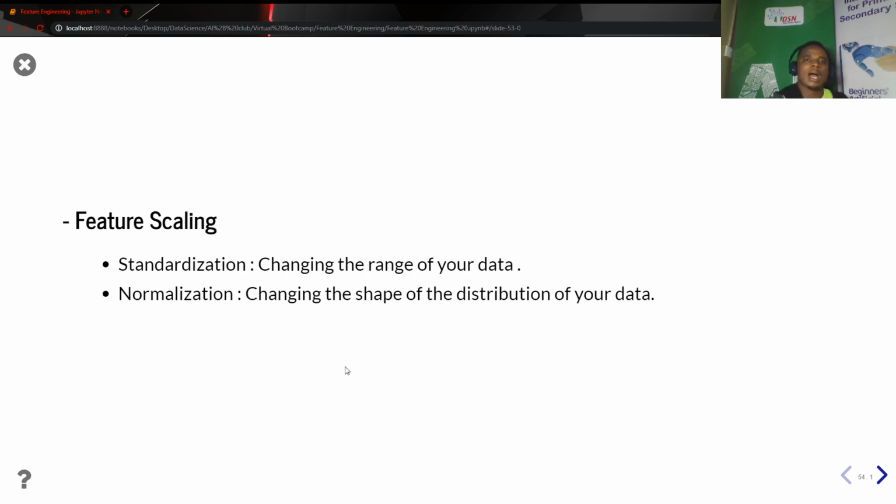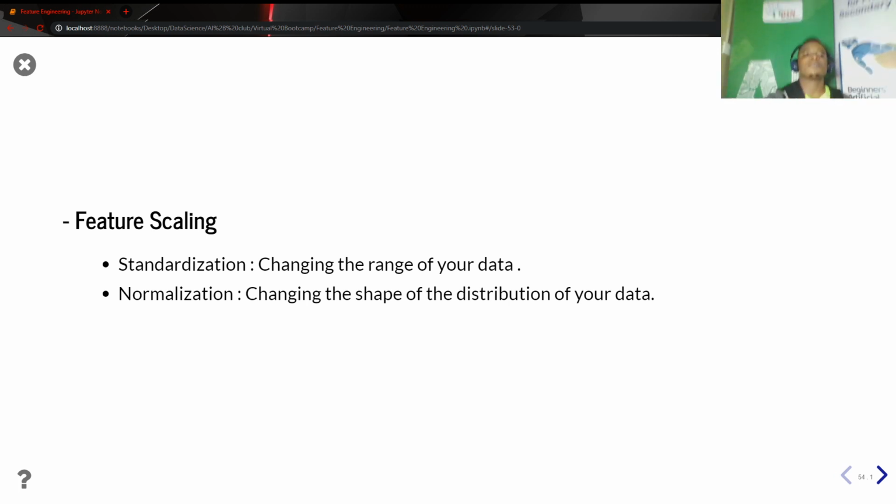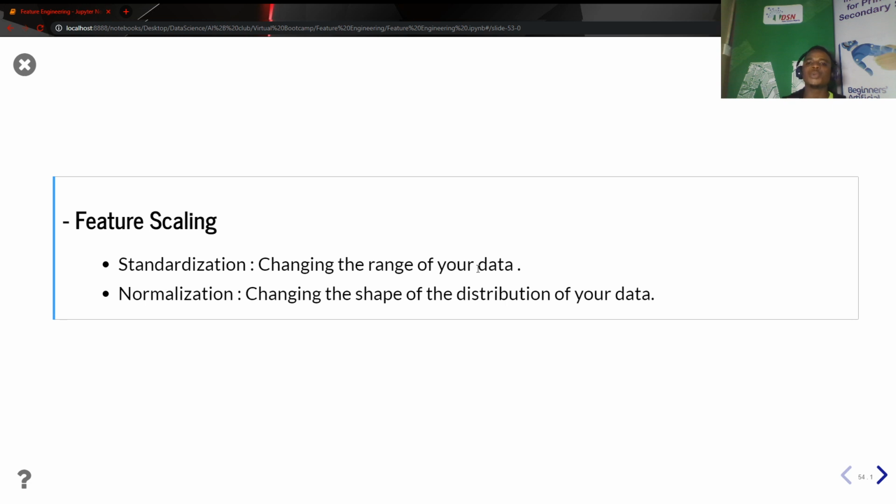Also, another thing we can do is feature scaling. How do we perform feature scaling? We can use standardization, and standardization is different from normalization. When you are standardizing your data set, you are changing the range of your data. If the highest value in your data is, let's say, 1000, and the lowest value is 500, we are trying to change the range of that data to lie between a particular set range, for instance 0 and 1, or -1 and 1.